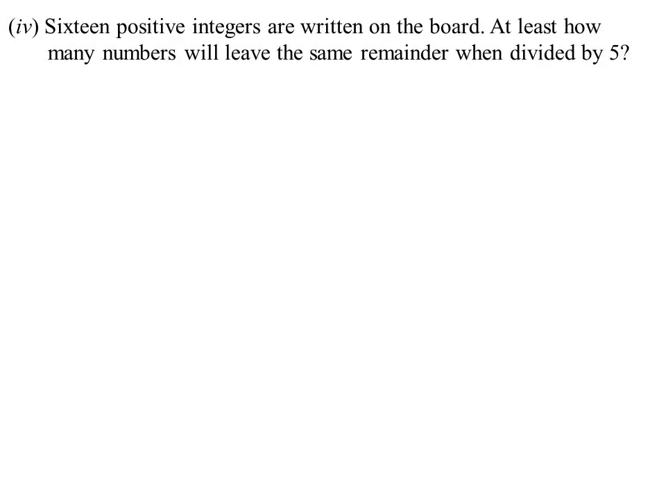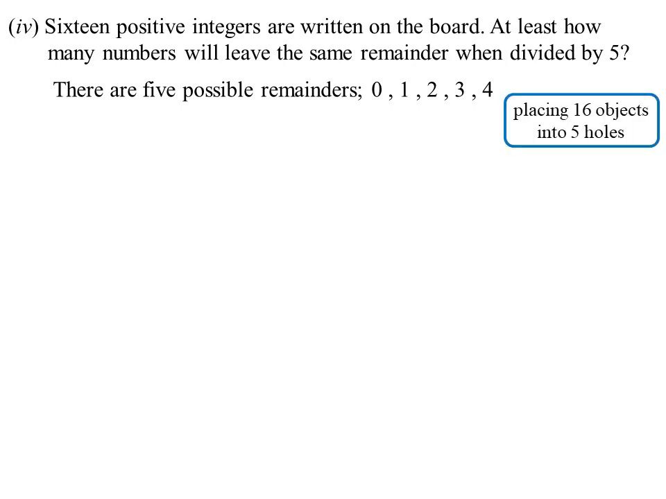16 positive integers are written on the board. At least how many numbers will have the same remainder when we divide those numbers by 5? There are 5 possible remainders: 0, 1, 2, 3 or 4. We are going to place those 16 integers on the board into one of those containers to see what their remainders are. I'm going to use the ceiling function for this.